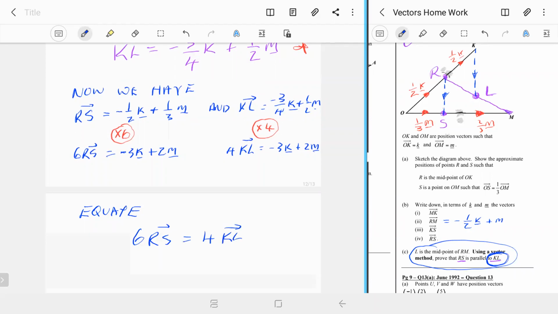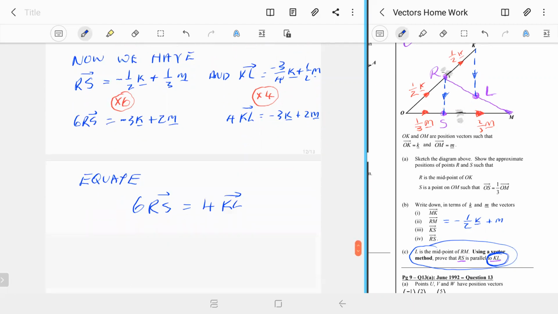Done. That means that they're parallel, see there? We can simplify what we want and write 3RS equals 2KL. We divide by 2. Or we can write RS equals 2 over 3 KL. That means that they're parallel, because one is a multiple of the next.